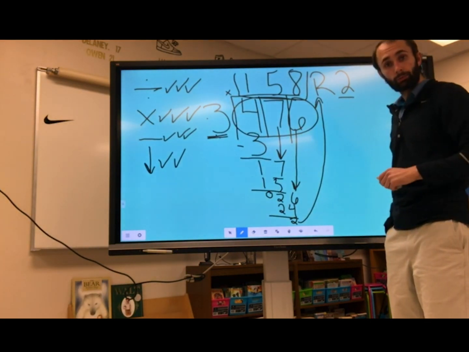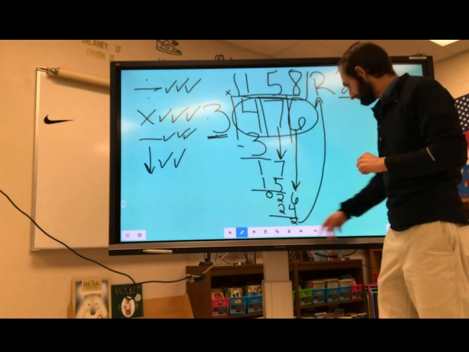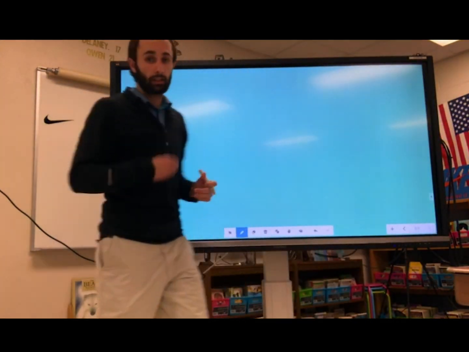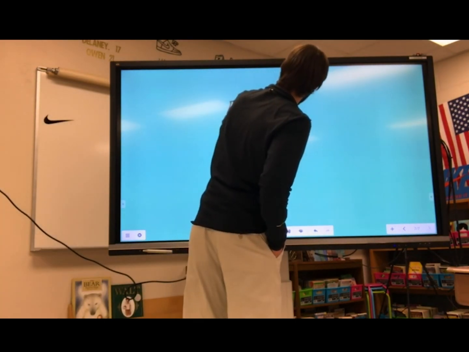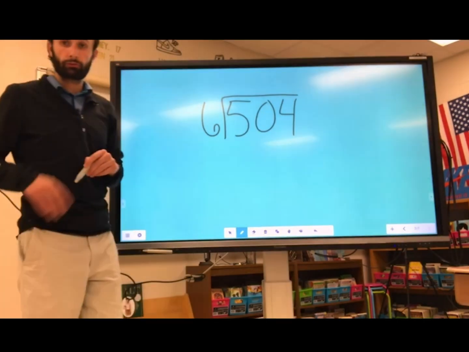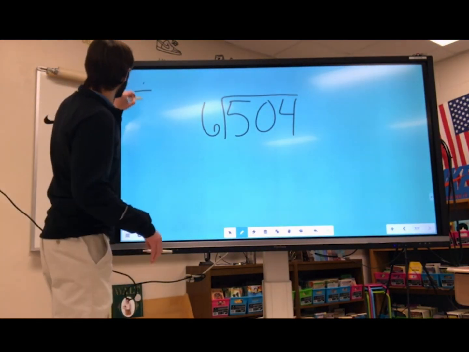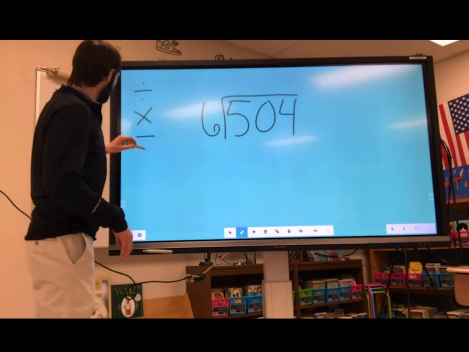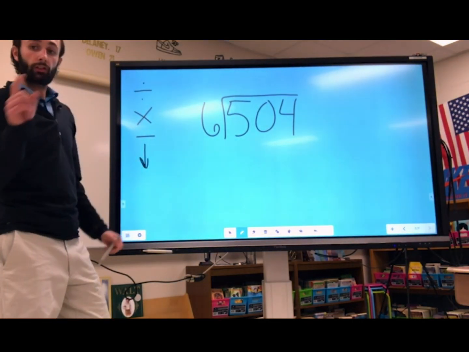All right, nice work. Let's do one more real quick. 504 divided by 6 is our new problem. The same steps apply. We have to divide, we have to multiply, we have to subtract, and then bring it down. Okay? So, first step is to divide.